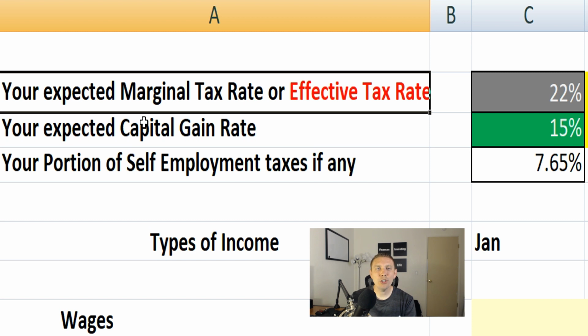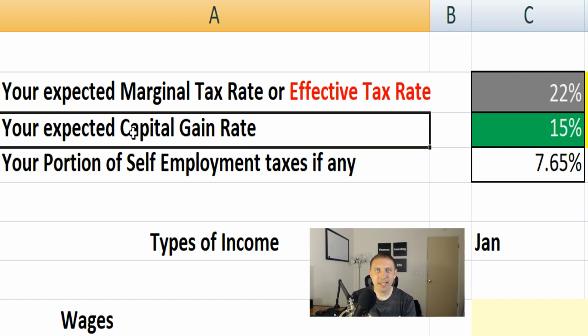You also want to know what your capital gain rate is, because if you've seen some of my other tax videos, you'll know that the capital gain rates are different from ordinary income rates, which are marginal tax rates. So marginal tax rates and capital gain rates are two different things. Very important you understand that, which is, you're going to see that come into play in a minute.